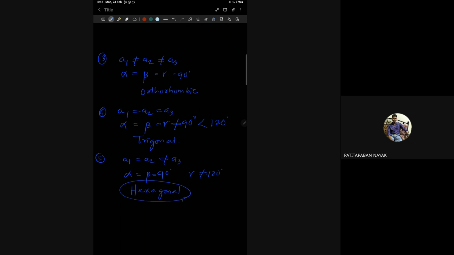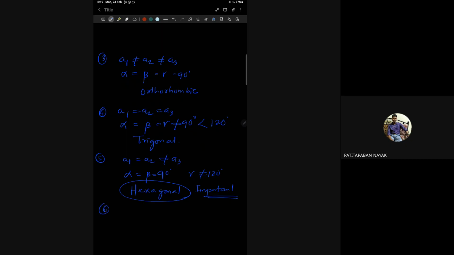This is very important. This hexagonal structure is quite important, so keep that in mind. A1 is equal to A2, not equal to A3. Alpha is equal to beta, equal to 90 degree, but gamma not equal to 120 degree.